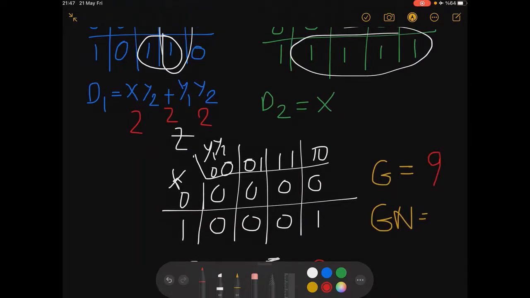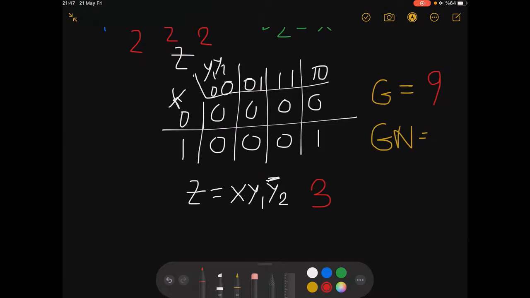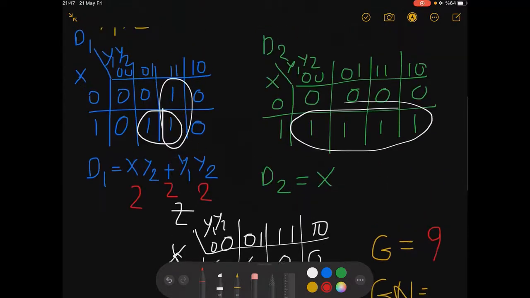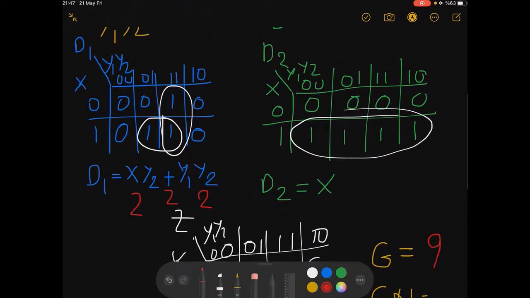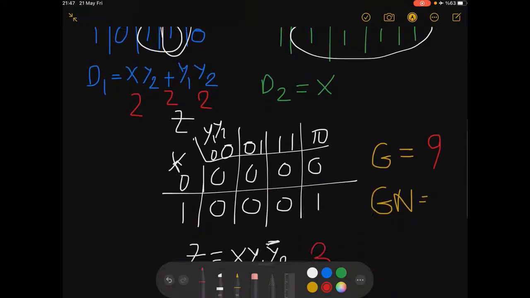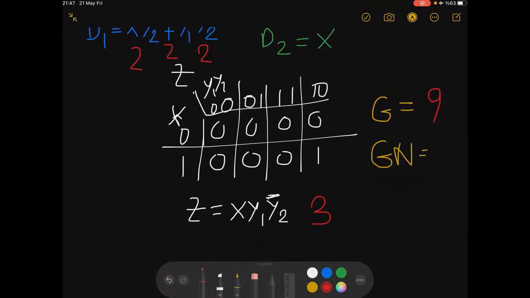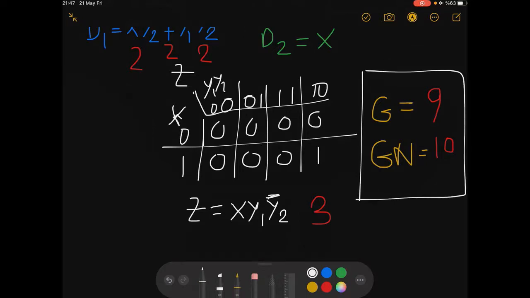And which of them are inverted? Only Y2 is inverted, I guess. Is that right? Yes, I think it's right. Only Y2 is inverted. So gate input cost with nuts should be 10. So this would be your cost if you use gray coding.